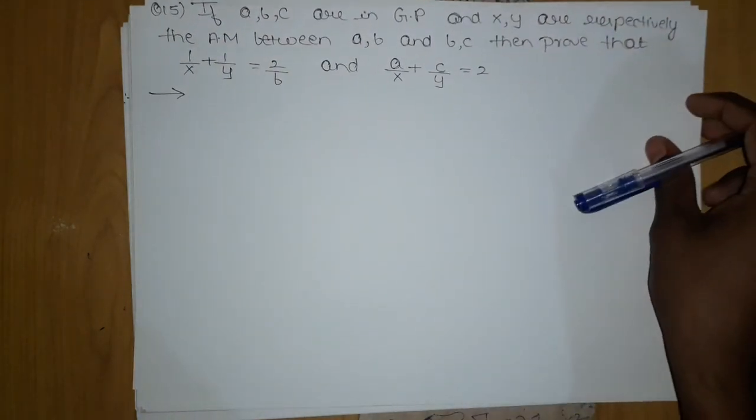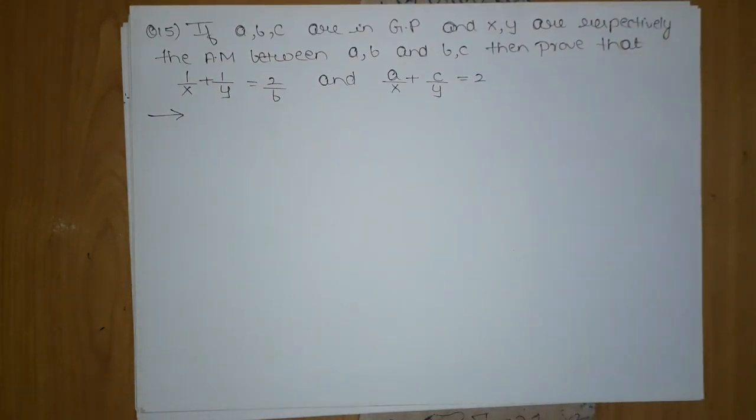This is the last question of this session. The question is, if a, b, c are in GP and x, y are respectively the AM between a, b and b, c, then prove that 1 upon x plus 1 upon y is equal to 2 by b, and a by x plus c by y is equal to 2. So we have to prove two things.